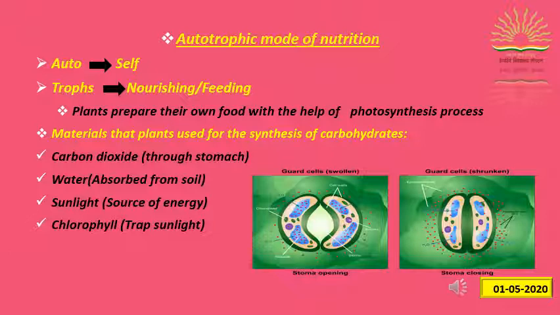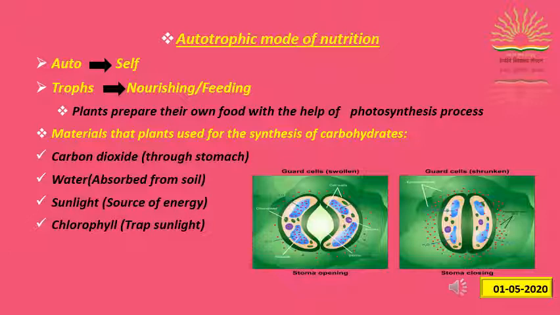Here the term autotroph is a combination of auto and troph, where auto means self and troph means nourishing or feeding. In the autotrophic mode of nutrition, plants prepare their own food with the help of the photosynthesis process. Now, what are the requirements for this process? So, the following materials are needed for the synthesis of food.